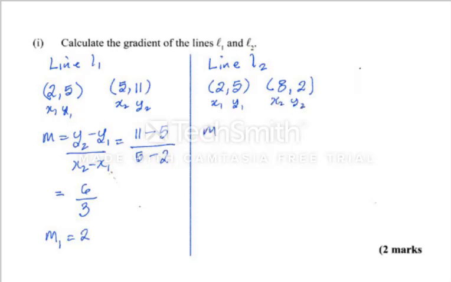So m would therefore be equal to y2, which is 2, minus y1, which is 5, over x2, which is 8, minus x1, which is 2. So the gradient m2 would be equal to minus 3 over 6. The gradient m2 would be minus a half.